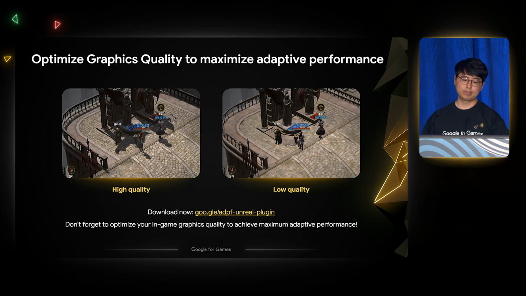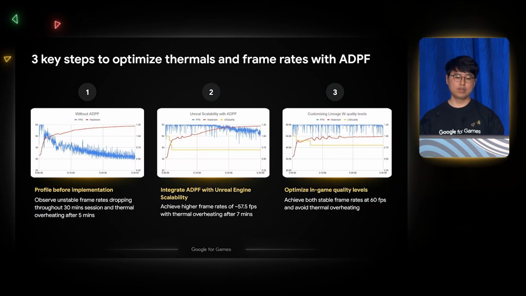Let's get started with the ADPF Unreal plugin. Remember to enable the in-game graphic quality setting for the best result. Unlock the full potential of the ADPF plugin with this key step. Establish a baseline. Before using the ADPF, thoroughly profile your game's performance. This data will serve as a valuable benchmark for comparison after you implement the plugin.